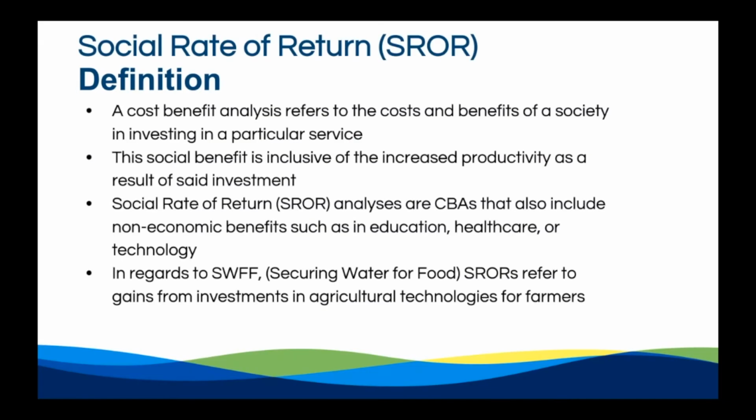So the cost benefit analysis by itself refers to the cost and benefits of a society investing in a particular service. The social benefit is inclusive of the increased productivity as a result of this investment. So a social rate of return analysis is essentially a cost benefit analysis that attempts to include non-economic benefits such as education, healthcare, or technology. In regards to SWIFT, the social rate of returns refer to the gains from investments in these agricultural technologies that were being provided for farmers.